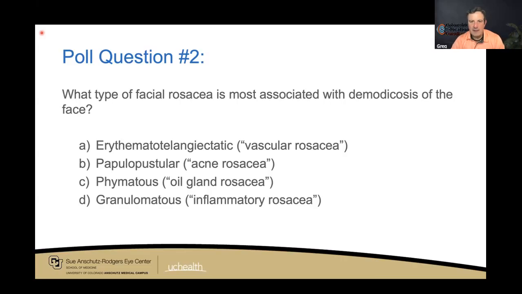And we've got 9% going with vascular rosacea, 63% is your winner at acne rosacea, 17% with oil gland rosacea, and 11% with your inflammatory rosacea. So you might want to explain that one a little bit since it was a little bit lower at 61.